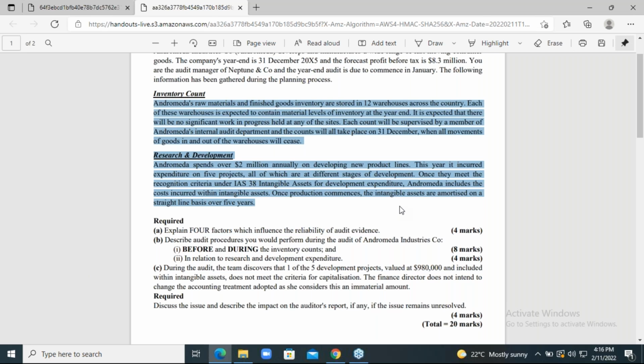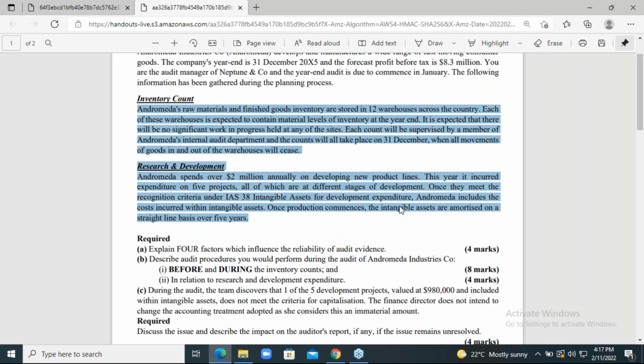Normally from this area, the examiner can set a 20 to 25 marks question. It can vary though. You can see requirement A: explain four factors which influence the reliability of audit evidence. This is a straightforward question from ISA 500, the audit evidence. This is a knowledge-based question.